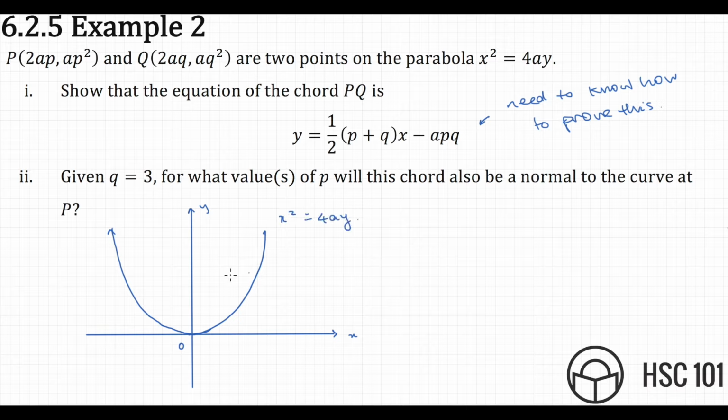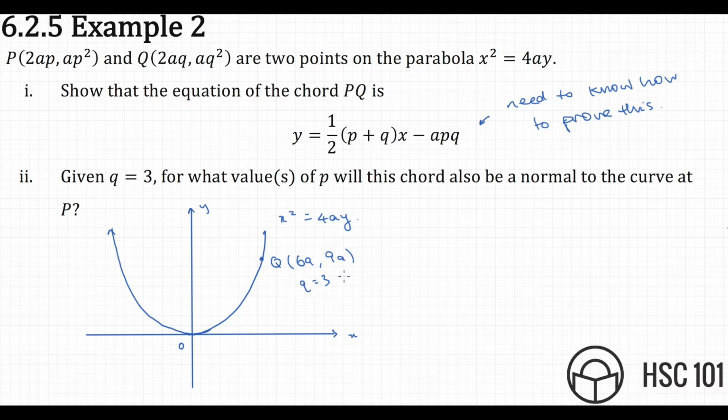So I've got 2 random points on the parabola, except when they tell us that q = 3, that fixes the point Q. It's fixed now, no longer variable. So the point Q that we're dealing with is (2a·3, a·3²), in other words (6a, 9a). Let's say Q is fixed over here. So this is going to be (6a, 9a), and it's of course corresponding to the parameter q = 3.